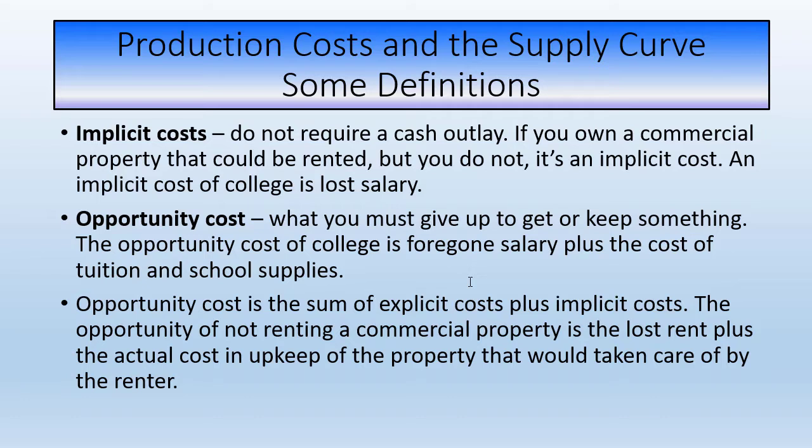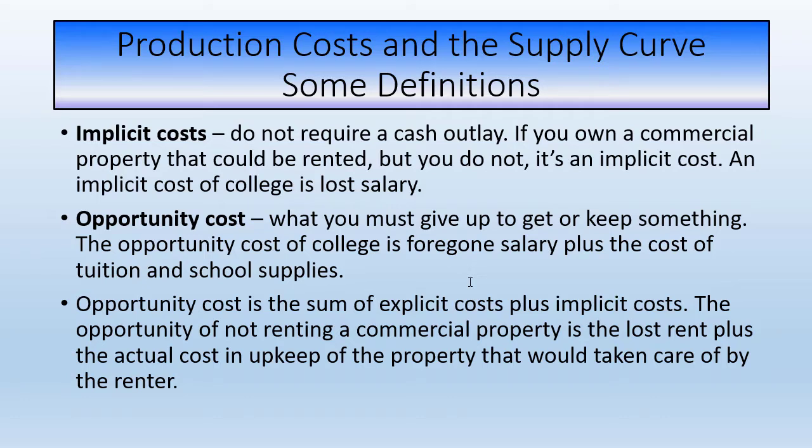Now, let's start off by looking at some definitions. First off, implicit costs. Implicit costs do not require a cash outlay. They're different, obviously, than explicit costs. We're all used to explicit costs. You have to write a check or you have to actually pay cash, and it's measurable, easily measurable and obvious what an explicit cost is. But an implicit cost, you don't require a cash outlay. Nevertheless, it's a cost.